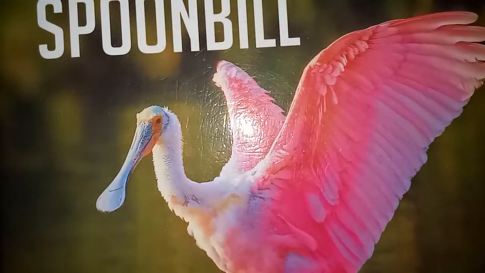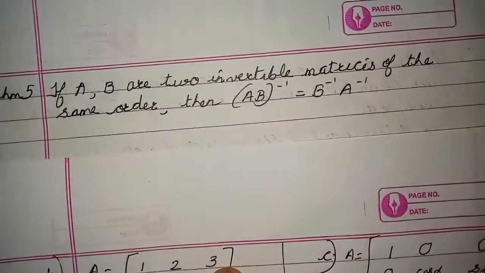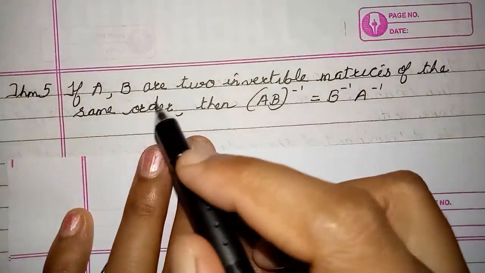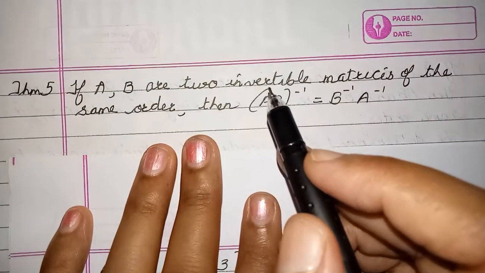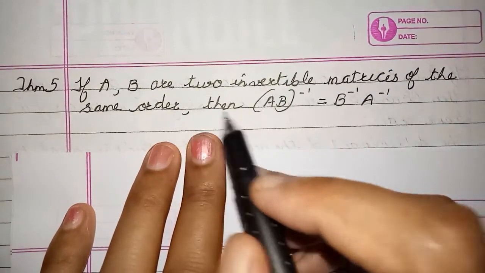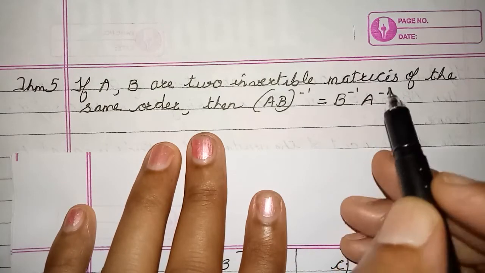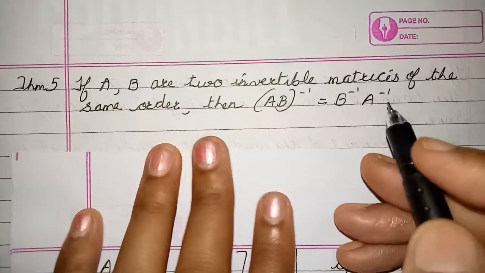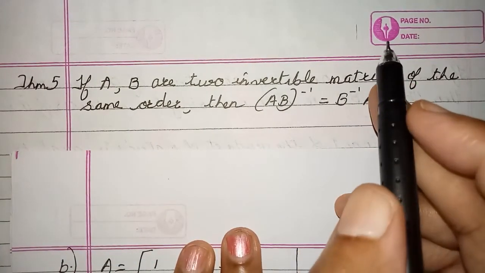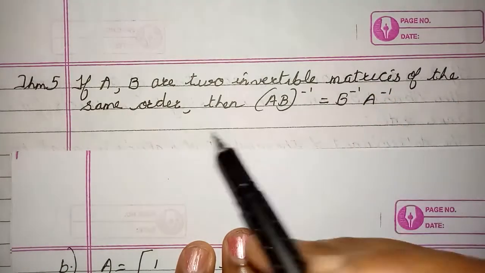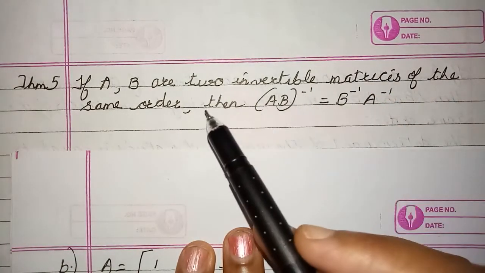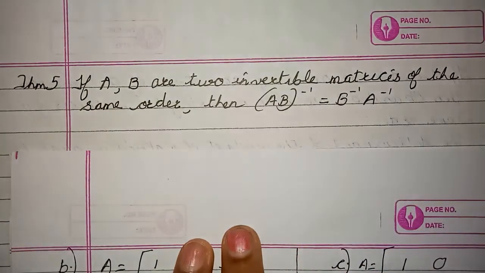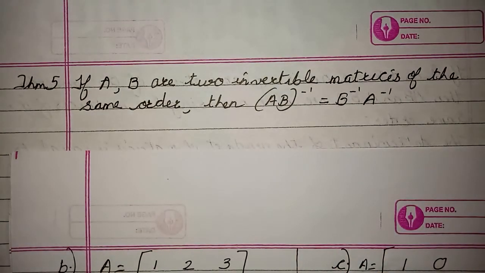Let's go for one more last theorem. This we have already studied. It says that if A and B are two invertible matrices of the same order, then inverse of AB is B inverse A inverse. We have proved this in one of the classes, so I have revised the same thing here. If A and B are two invertible matrices of the same order, then inverse of AB is equal to B inverse A inverse. Okay, thank you, children.